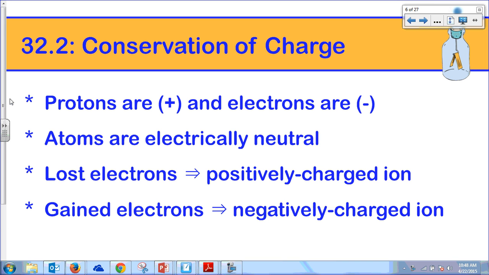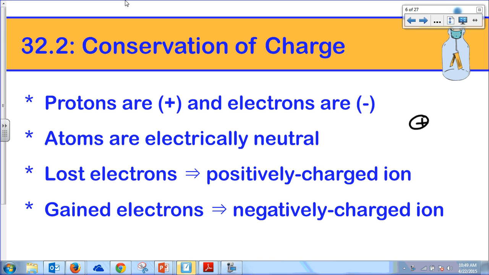Okay, section 2 of chapter 32 is about conservation of charge. So going back to section 1, remember that protons are positive, electrons are negative. Now typically atoms are going to be electrically neutral, and the reason for that is that usually an atom is going to have the same number of protons as it has electrons.